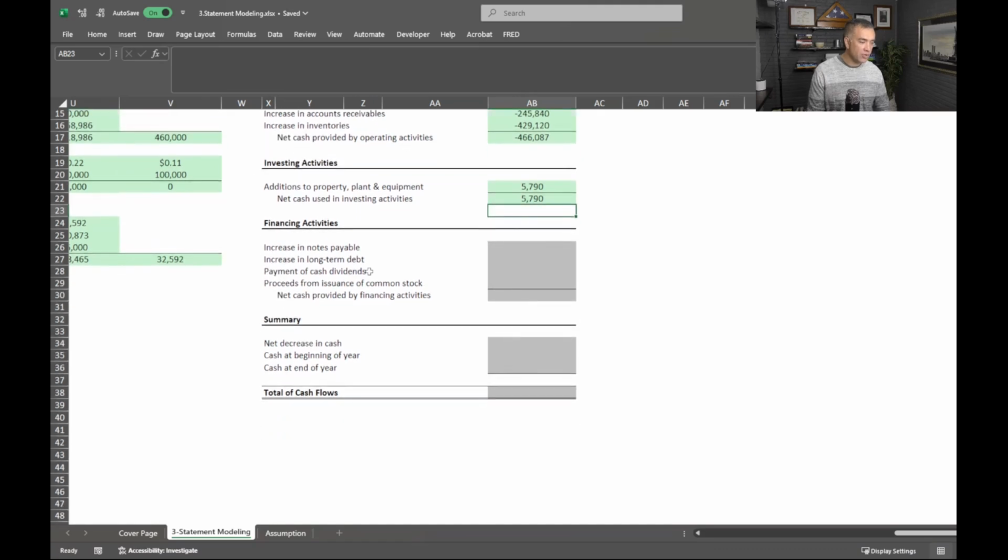All right, last what we want to do is financing activities. So financing activities, that's going to be our debt. That's going to be not the accounts payable, but that's going to be our notes payable, our long-term debt, and then also an investment activity.